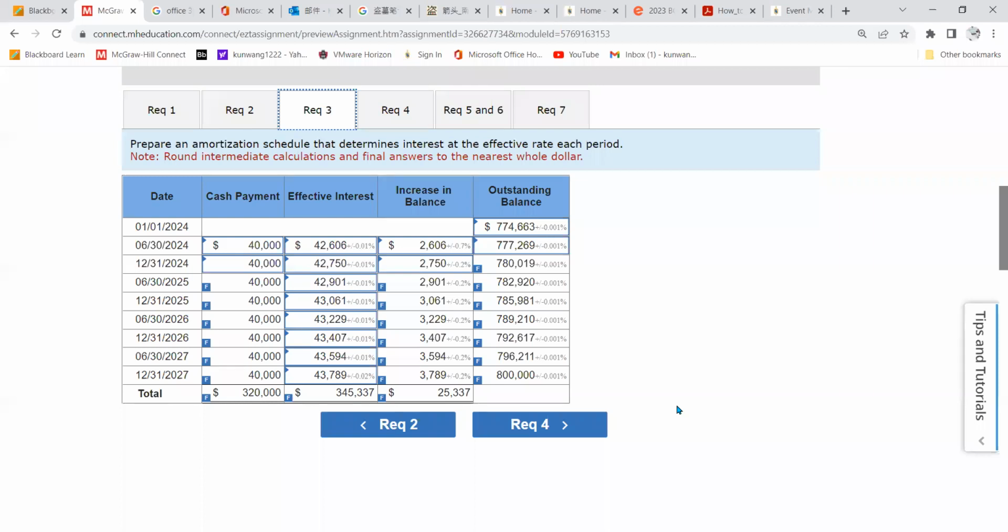Questions? So the easy way is to do it in Excel, and then copy the numbers to here.